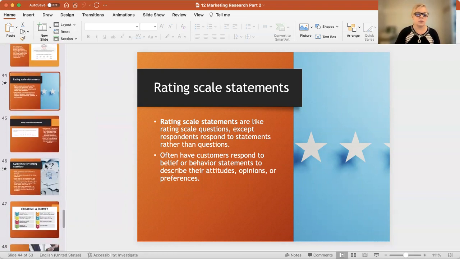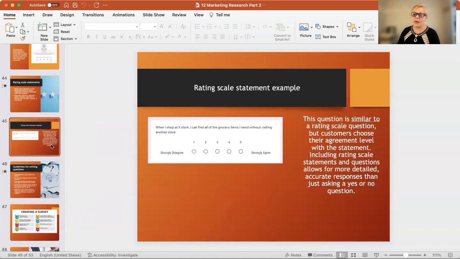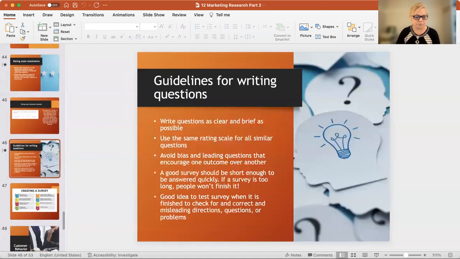Okay, so a little bit different there. A rating scale statement would be, when I shop at X store, I can find all of the grocery items I need without visiting another store. I agree or I disagree, somewhere on that scale. So that is a statement and not a question.